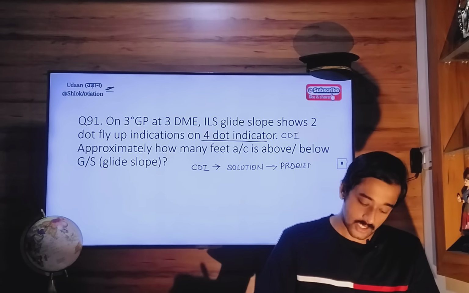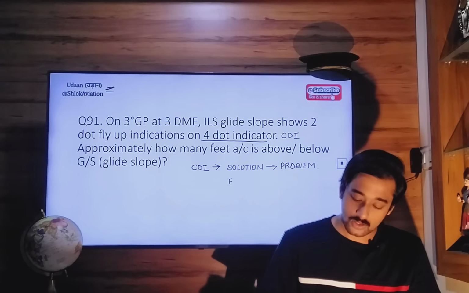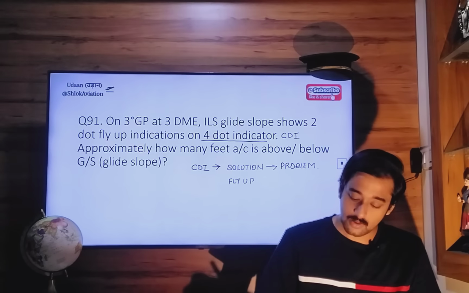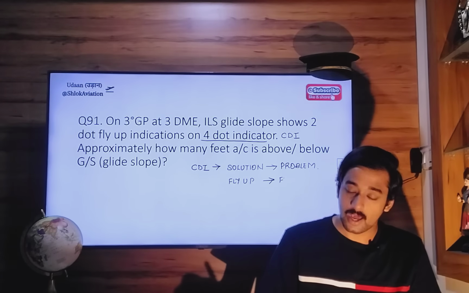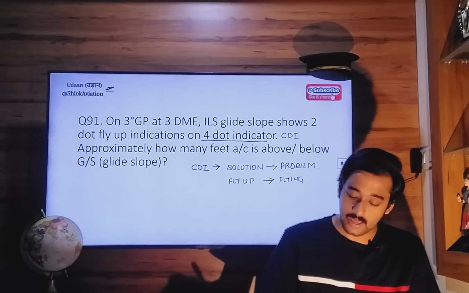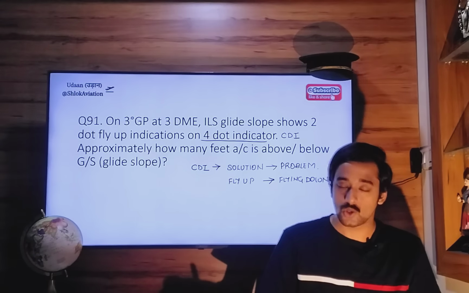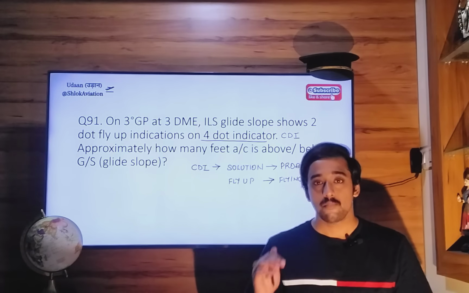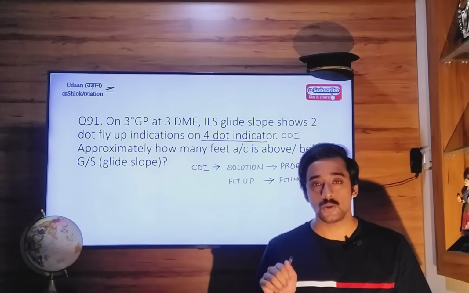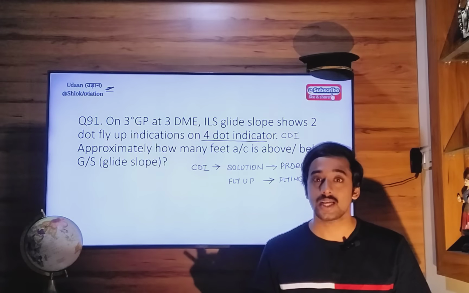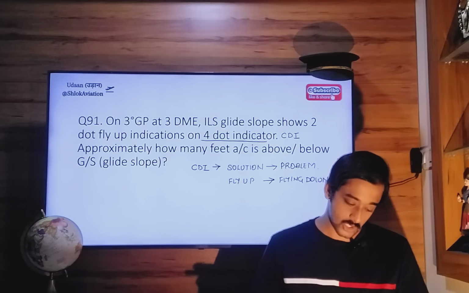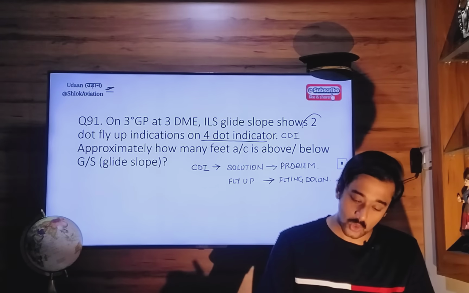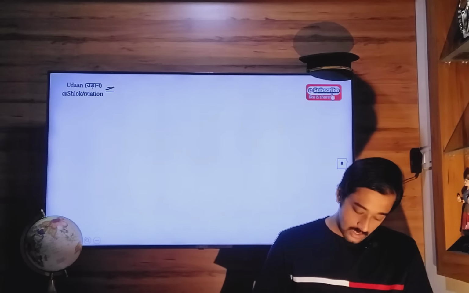So if it tells us to fly up, that means the problem is we are flying down. We are flying below the glide slope. We are required to stay on the glide slope, but we have deviated below the glide slope, and therefore the CDI indication tells us to fly above the glide slope. And how many dots? Two dots above the glide slope.